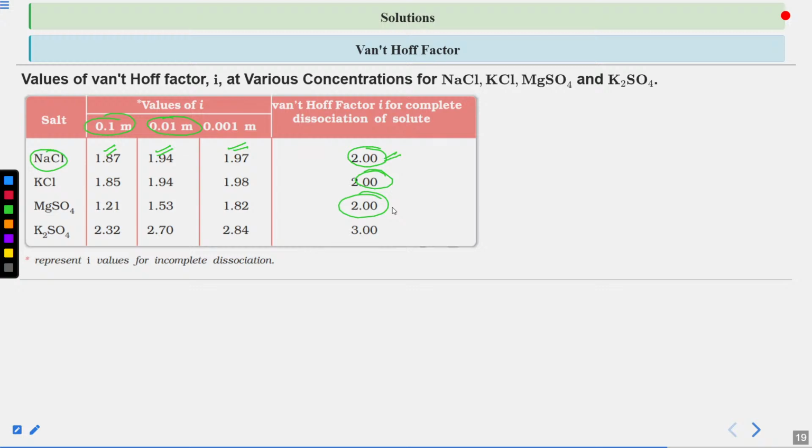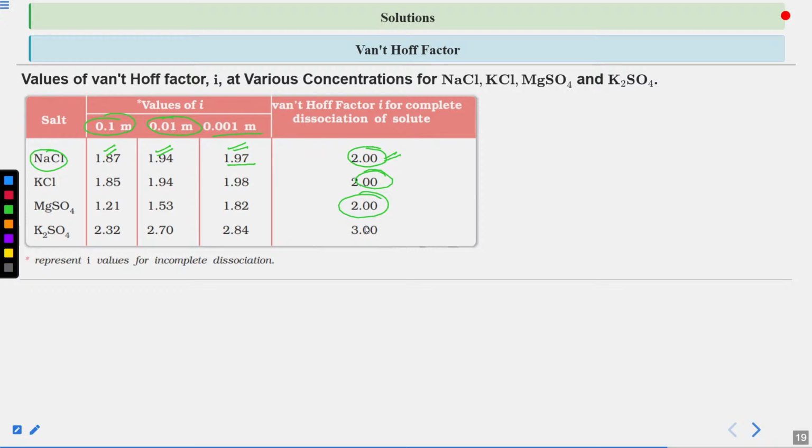Okay, very well. Now from here we can get 2 things which are very, very important, and there is a very good question in the example regarding the same thing. What is that concept? As you keep decreasing the concentration, the value of i becomes closer to the ideal value. Like for a lower concentration like 0.001, it is 1.97 for NaCl, 1.98 for KCl, 1.82 for MgSO4, and 2.84 for K2SO4.